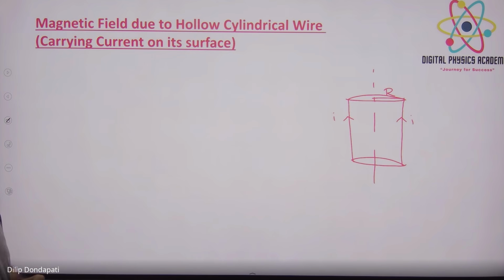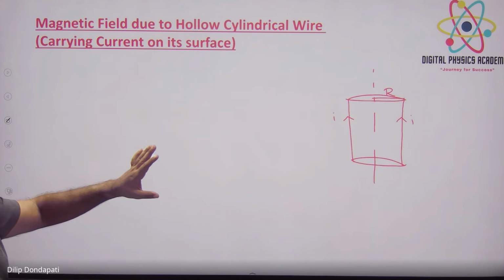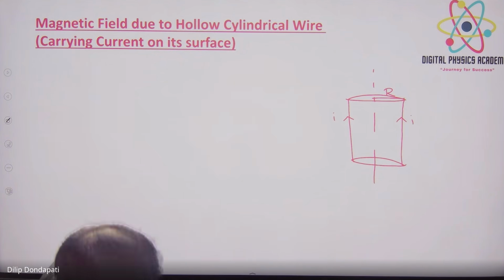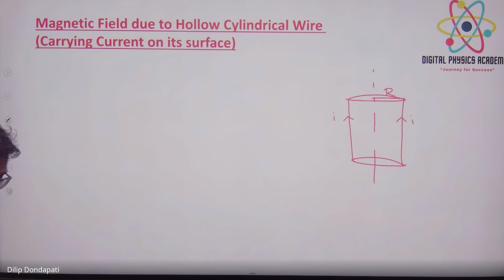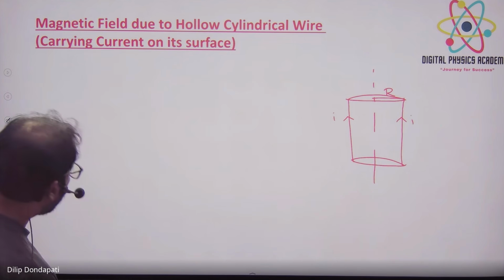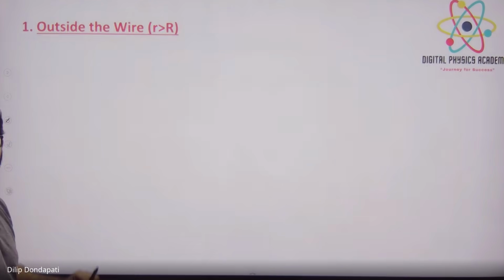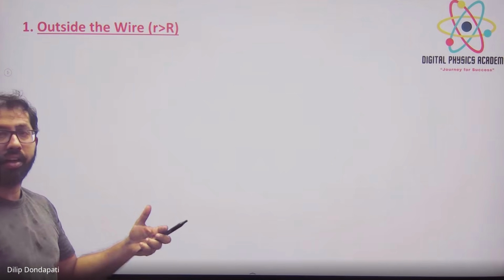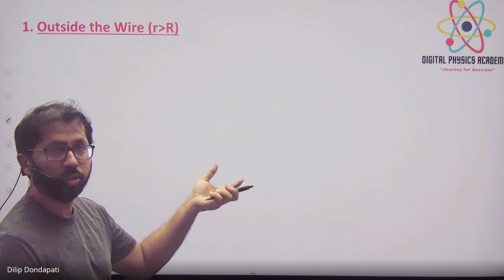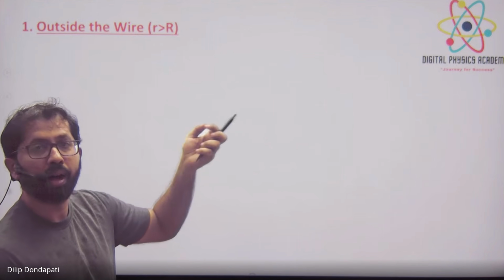So first we'll see the hollow one, then we'll go for the solid cylindrical. Next, outside point: small r is greater than capital R. Capital R is nothing but the radius of the hollow cylinder. We are trying to find the field outside.